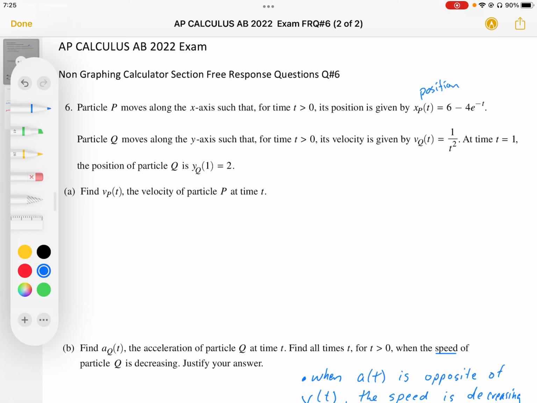Particle Q moves along the y-axis such that for time t greater than 0, the velocity is given by v_Q(t) is equal to 1 over t squared. And this is important, that this is a velocity function.